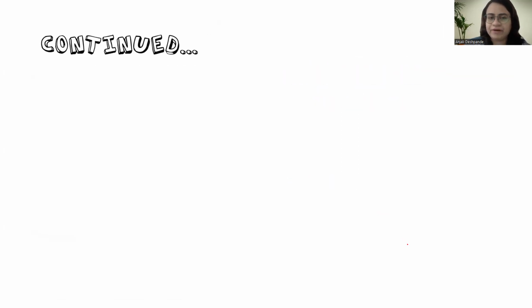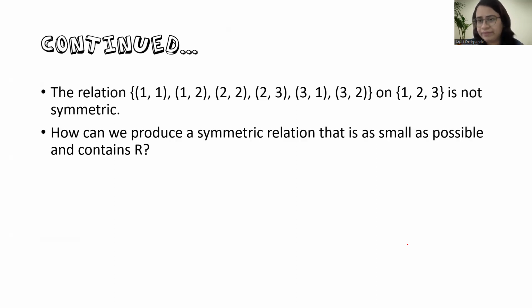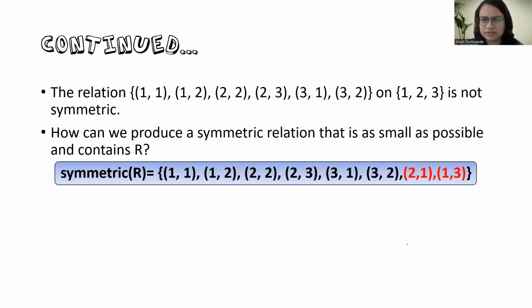Similarly, I can define the next property, that is symmetric closure. So here the relation on the set is not symmetric. So how can I make it symmetric? Just like the previous one, I will add those pairs which after adding will make the relation symmetric.